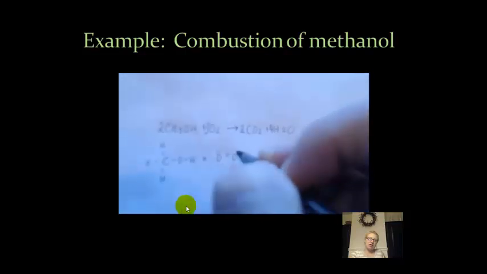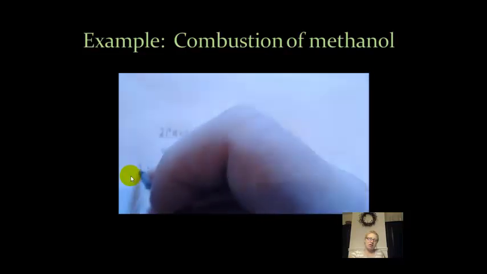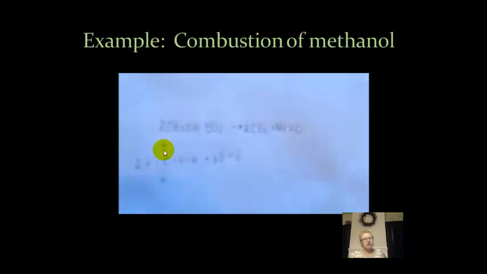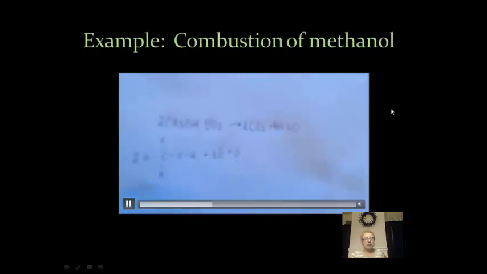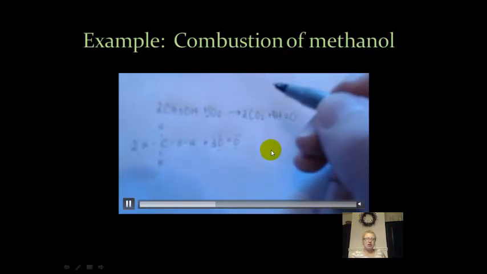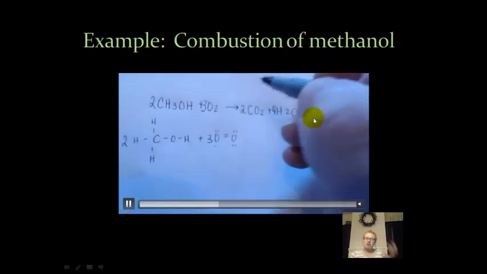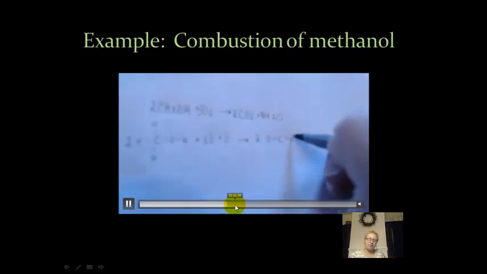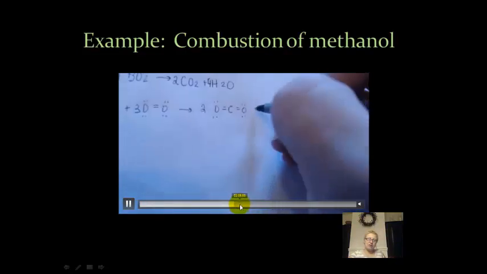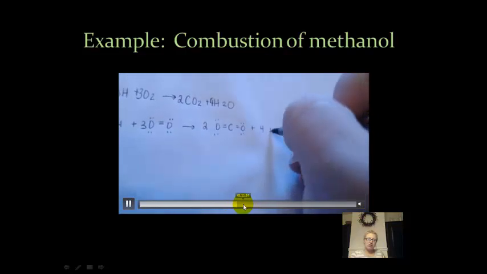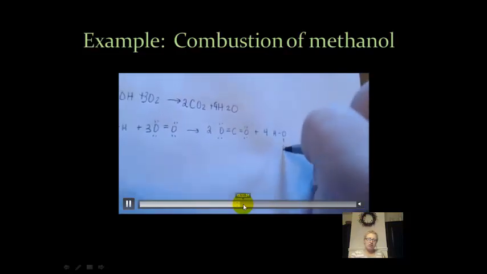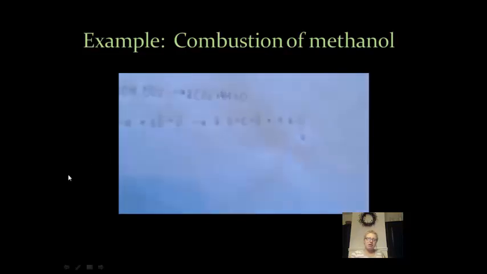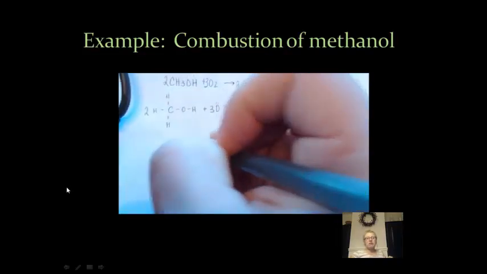So we have 2 moles of methanol plus 3 moles of oxygen, and we have 2 moles of carbon dioxide and 4 moles of water. Now we can make our table of the bonds being broken and the bonds being formed.